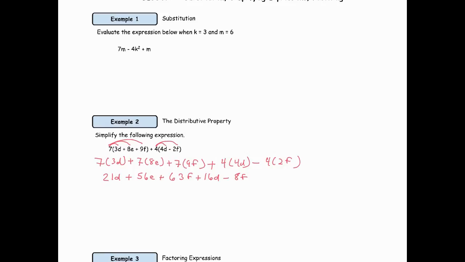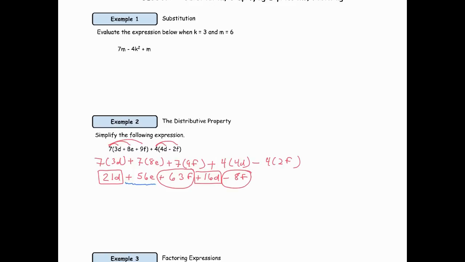So after multiplying our expressions together, we're still not simplified. What we have to do next is we have to combine like terms. We know that like terms have the same variable, they can have different coefficients. So I see 21d plus 16d. Those are like terms. I have plus 56e. I don't see another term that has a variable of e, so that's the only term. There are no other like terms for that. Lastly, I'm looking at plus 63f minus 8f.